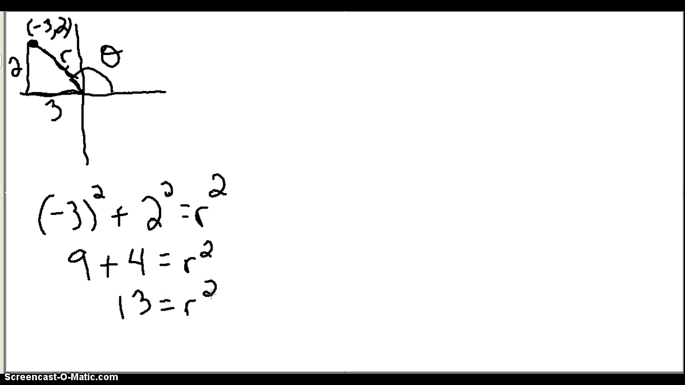And then to finish this, we need to figure out what r is. So that means we're going to take the square root of both sides. So r is going to be, now 13 is not a perfect square, so we're going to leave it as an exact value underneath the square root. So r is going to be the square root of 13. Now that we have that, we have all 3 numbers that we need. So let's go ahead and find each of the functions. Let's start with sine.